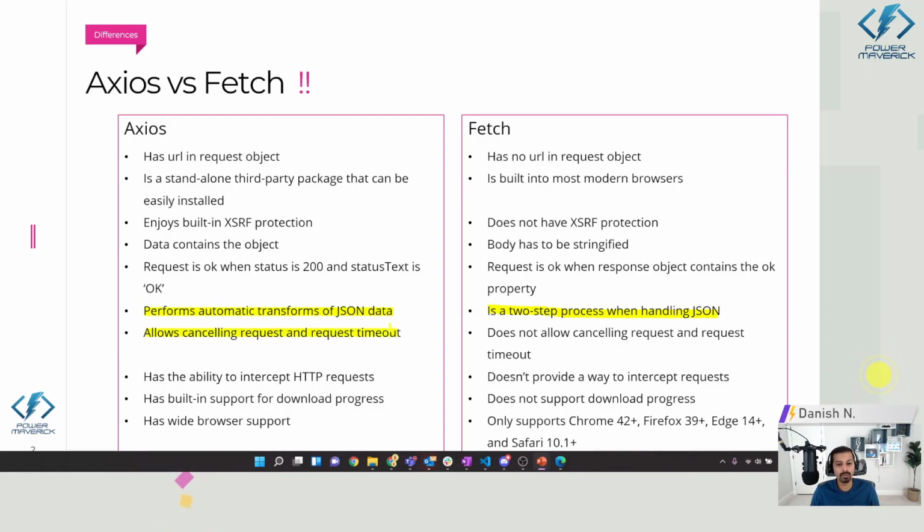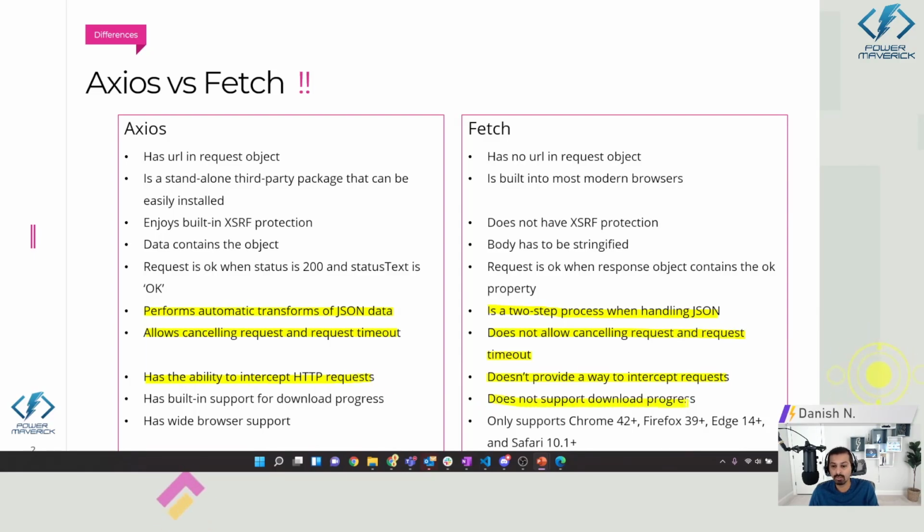Then Axios lets you cancel the request, or even set a request timeout, whereas there is no mechanism in fetch that lets you do this. Fetch is kind of like a simple execution mechanism. If you want to just query an API and get a response, fetch is good. But if you want to do something complex with your API calls, then that's where fetch would be behind, because it doesn't allow you to even intercept the requests, whereas Axios allows you to intercept HTTP requests.